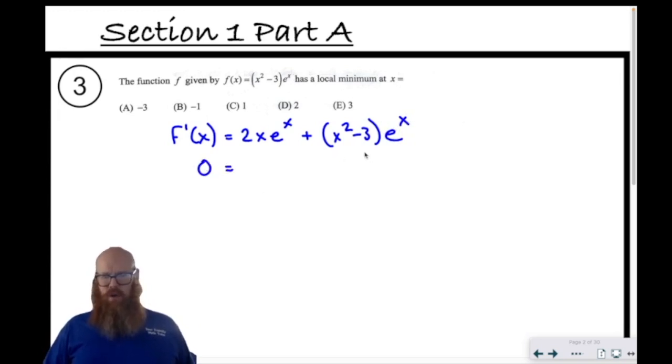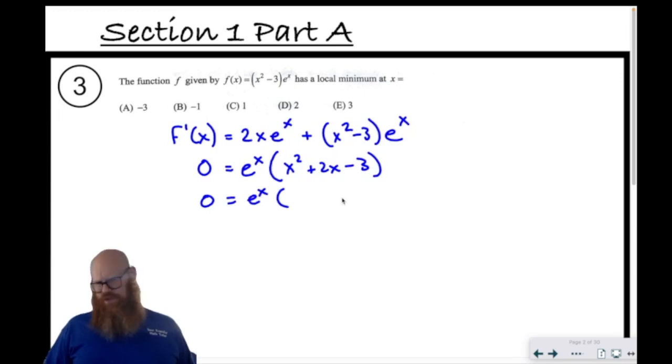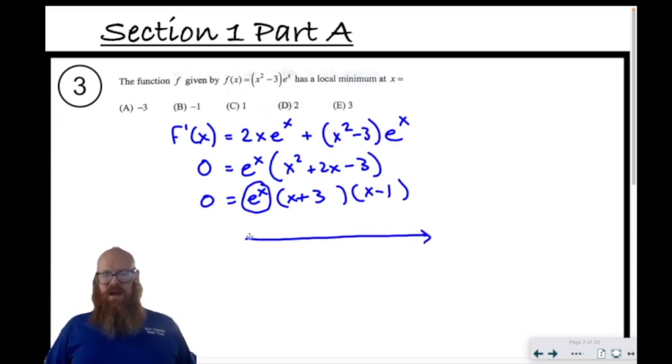I'm also going to factor out the e to the x. And then I'm going to write this in order. I have a 2x here, and then I have an x squared minus 3, but I'm going to put it in order, x squared plus 2x minus 3. And then I have e to the x, and this should factor nicely to x plus 3, x minus 1. Let's realize that something like e to the x, just ignore in the first derivative test, because not only does it never equal 0, it's always positive, so it won't affect the signs.